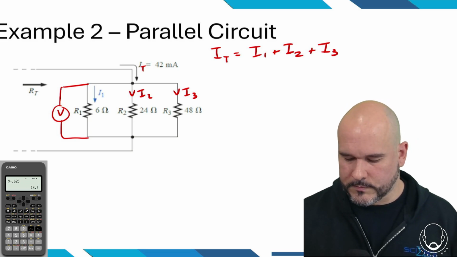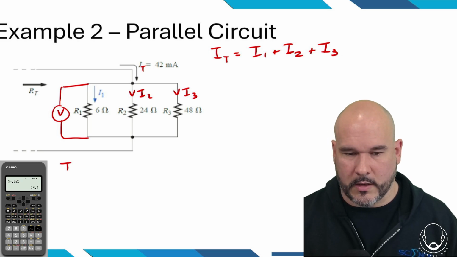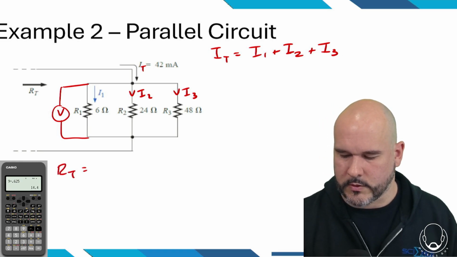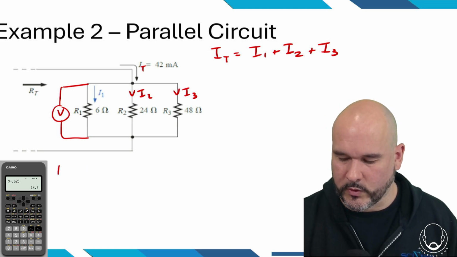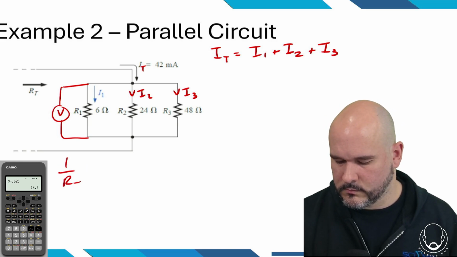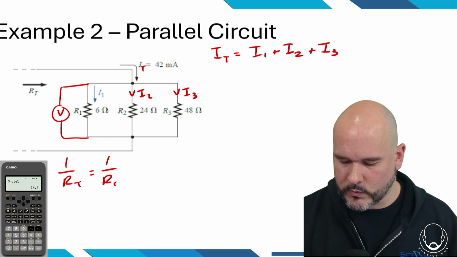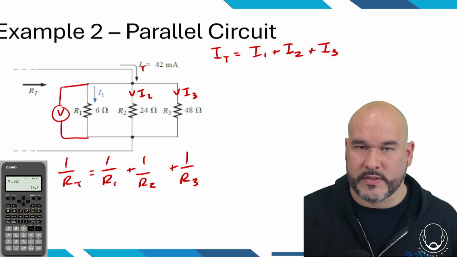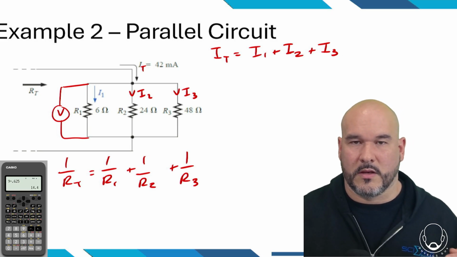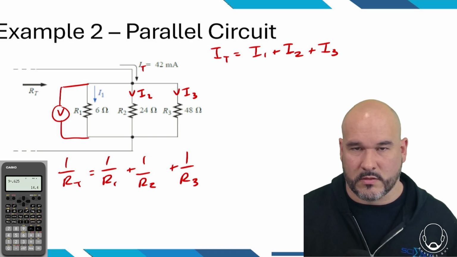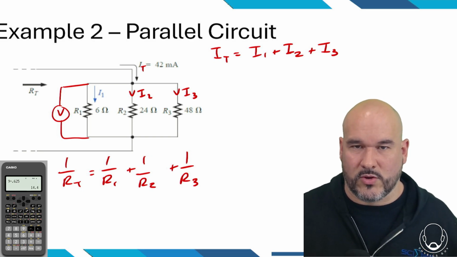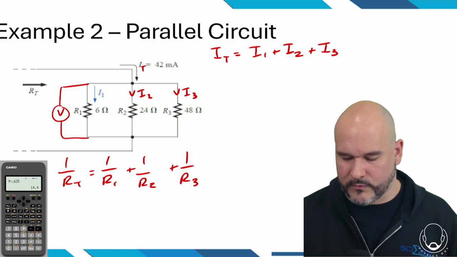So let's go through. Firstly, we'll say our total resistance, parallel resistance formula: 1 on RT is 1 on R1 plus 1 on R2 plus 1 on R3. Again, I'd encourage you not to do stuff in your head, even if you're really good at math. Sometimes under exam situations, you have brain farts. Everyone has brain farts. Part of my job is to minimize these brain farts that you have.